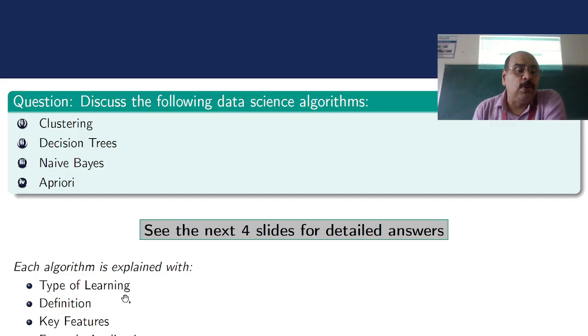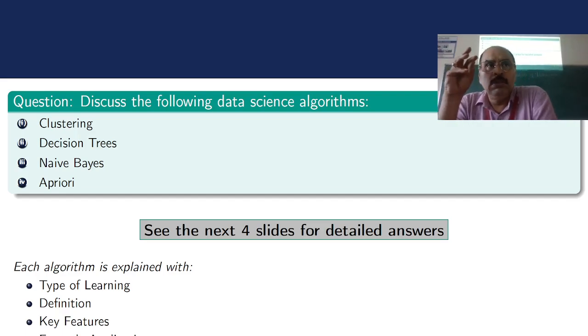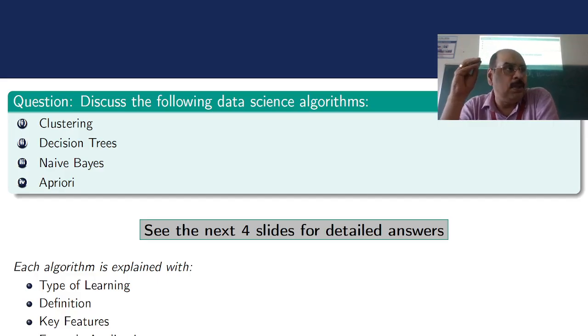Each algorithm is explained with the following topics. See, I'm giving you hints on the way you need to write your answers in your exams: how the clustering algorithm learns, how decision trees learn, how naive Bayes learns, how a priori learns. You don't need to worry about the real working principle behind each of these algorithms because we do not have that amount of scope in your syllabus to go in depth. But you need to understand the skeleton and the outline of each of these algorithms. That's not possible within the scope of our syllabus, but you can do the basic understanding of all these things.